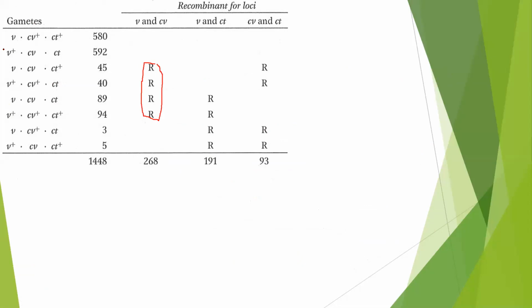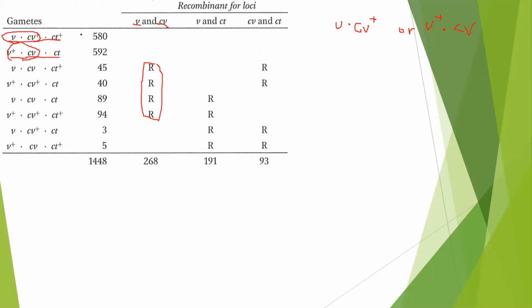How do we specify R for each gene pair? First, we know this is the parental type. If we look at these two genes, the parental type will be V CV plus, or V plus CV, right? I hope you agree with this. So either this or this.